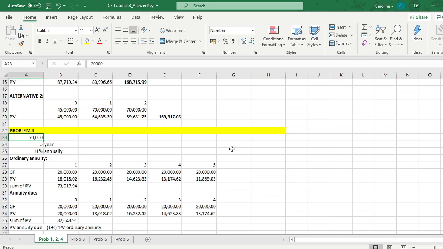For the ordinary annuity, notice that we start with the T of 1, because the first payment will be made at the end of each period. We are not going to receive the first payment immediately. We are going to receive the first payment at the end of the period. So for example, if this is January, then the first payment will be made in December or something.